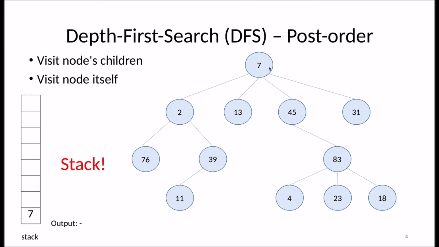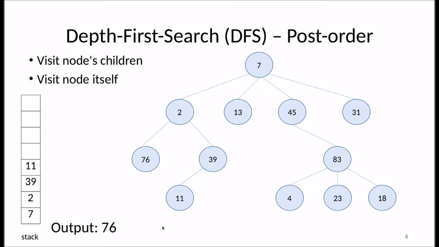This is also implemented using a stack. For depth-first search, you always use a stack. We start out by pushing the root node onto the stack. Then we visit the first child, which is 2. From 2, we go to 76. This is a leaf node, so we output it. And then we back up and go to the next child of 2, which is 39.